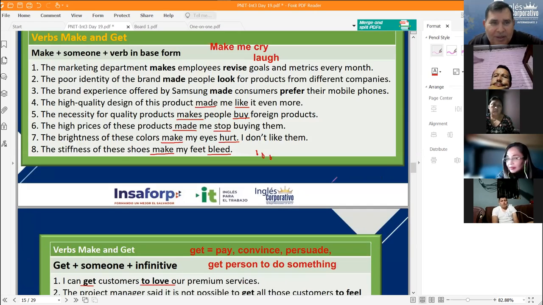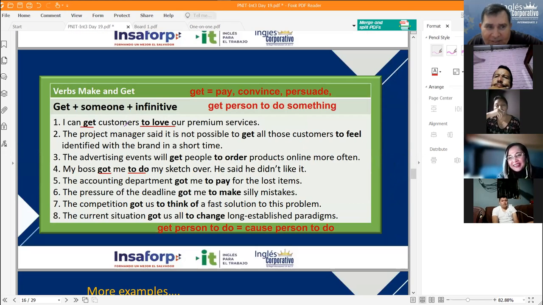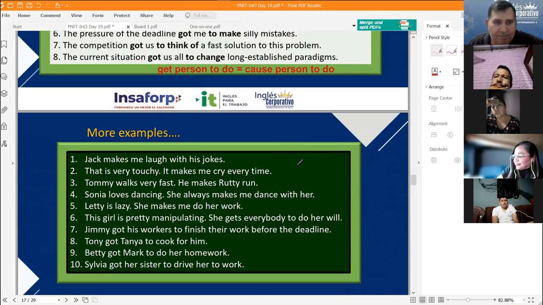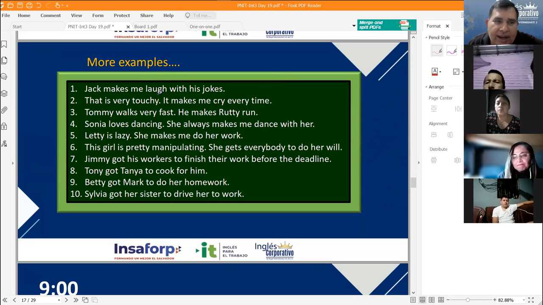Check. Make me cry. Make, okay. Get is infinitive. With get is infinitive, with make is simple form. Okay. Thank you. You're welcome. Check over here. Jack makes me laugh with... With this one, simple form, not to, only laugh, okay. Only verb.